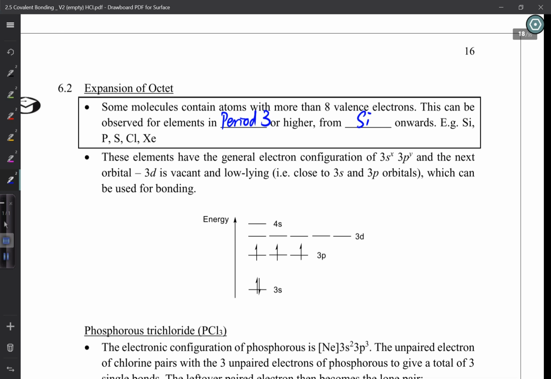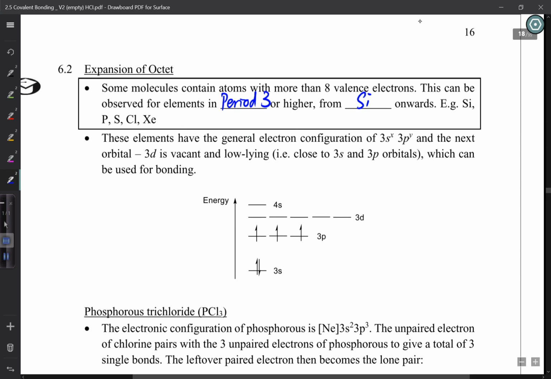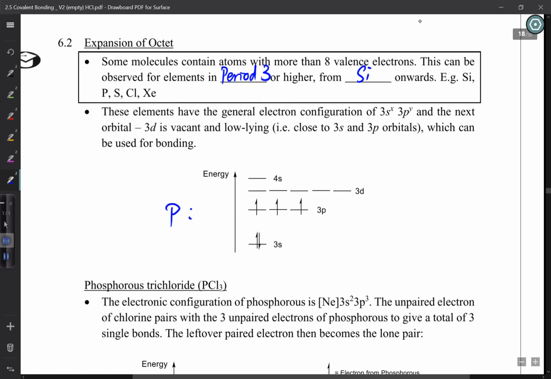Alright, just now we said that they can have less. So why is it so? That's because for these elements, if you were to draw the orbitals, the energy levels, for example for phosphorus, we can see that apart from 3p, there are actually some 3d and 4s orbitals. They are low lying, which means that they are very close to 3p.